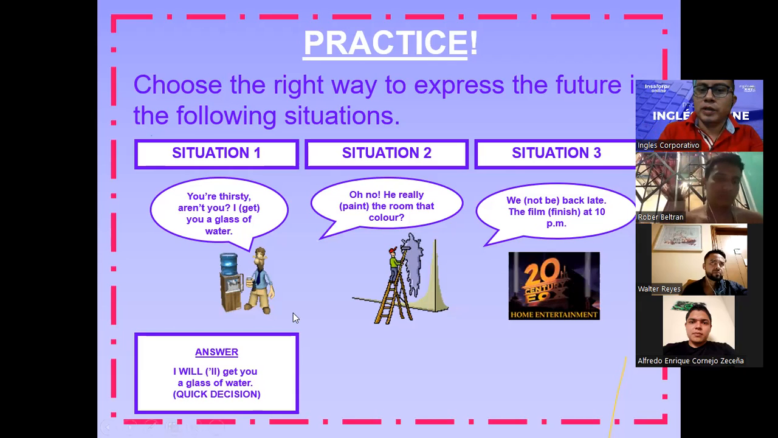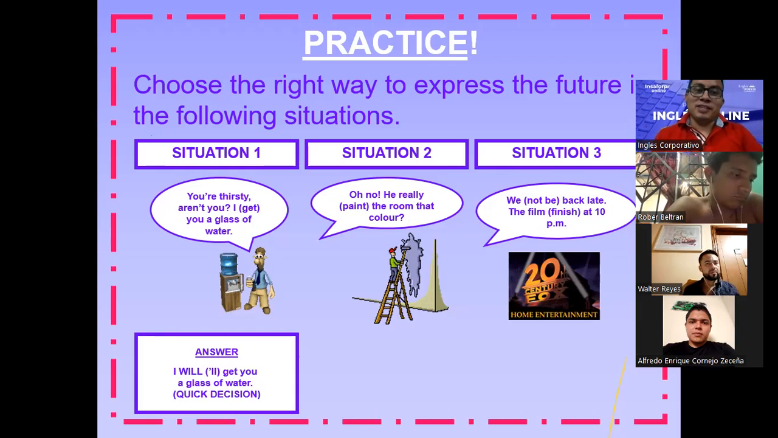So based on this, now situation number two. Let's hurry up a little bit, guys, because I want to play a video from the platform. Let's see, situation number two. Oh no, he really painted the room that color. Now, this is a question, right? Because it ends with a question mark and it's not a question tag. So based on what we see here, what do you think we should say?